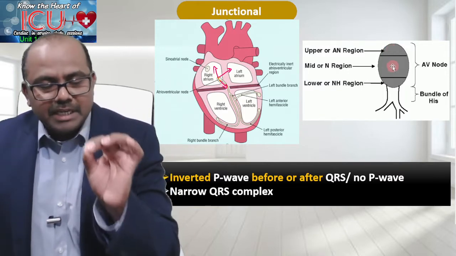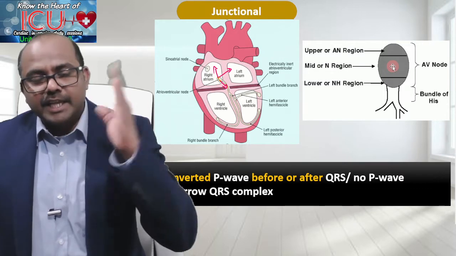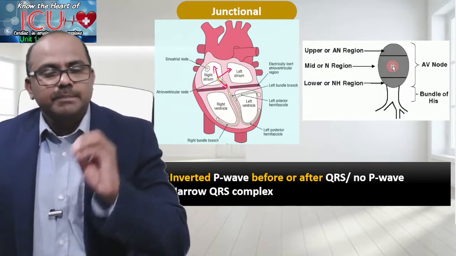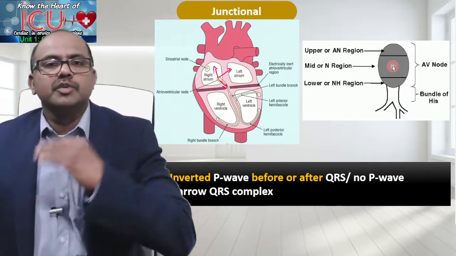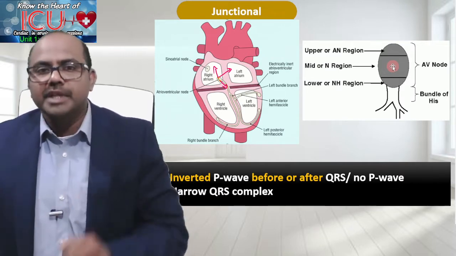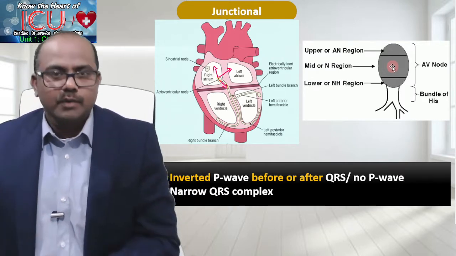And if it is a mid-nodal zone, the impulse reaches the atria and ventricle at the same time, so the P wave is too tiny when compared to the QRS complex, so you won't see a P wave. There will not be any P wave. You will have only a narrow QRS complex.